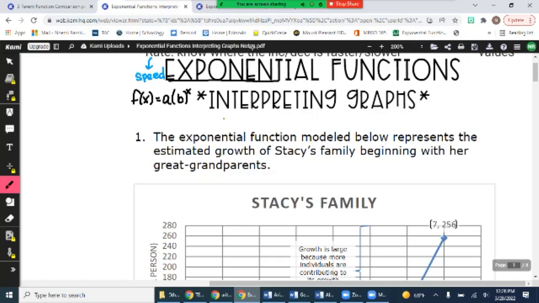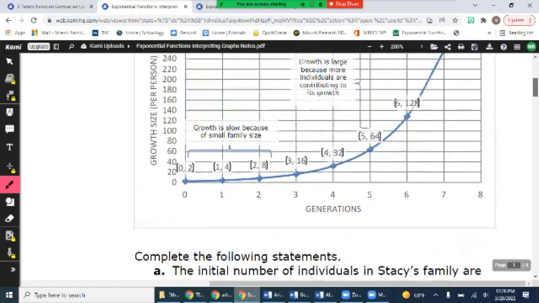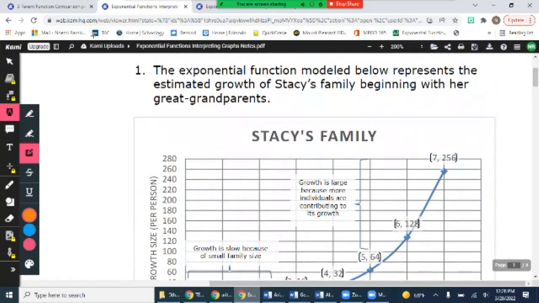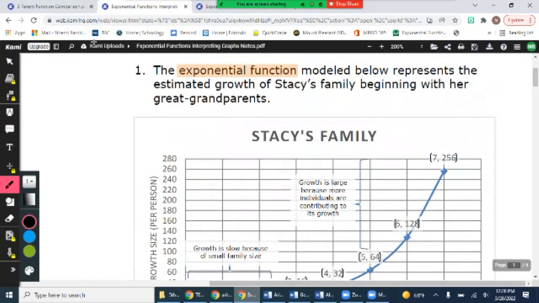So, all right, let's look at the very first example. The exponential function. Anytime you're given a graph or a table, you want to be looking for clues, keywords on knowing what it is, because believe it or not, people are going to see this graph and they're going to see a straight line. No, it's an exponential function. It is half of a curve.